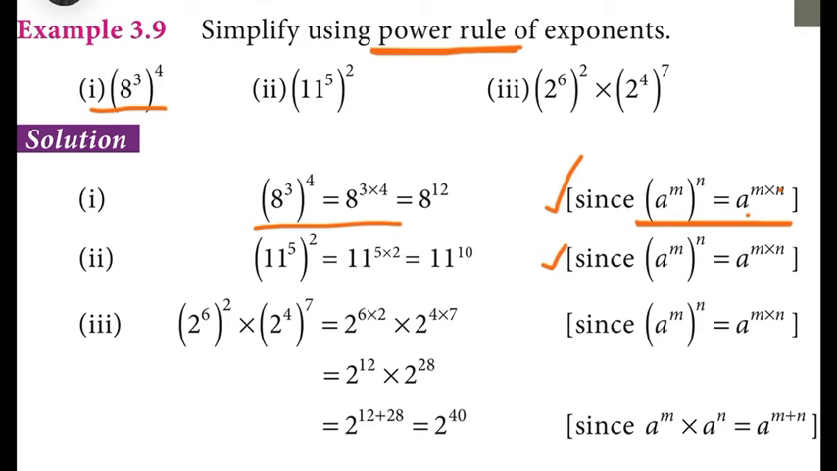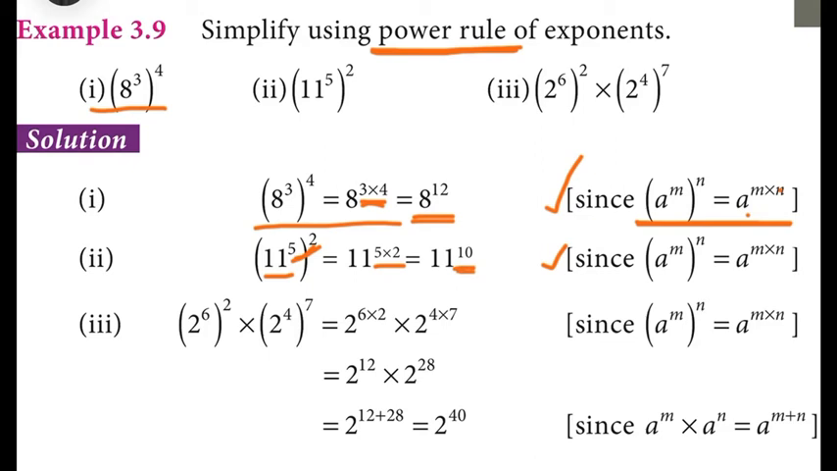Okay, so 8 cube power 4. So we can multiply the powers, that is 8 power 3 into 4, that is 8 power 12. Similarly, 11 power 5 power 2. Base is here 11, so we can multiply the powers, that is 5 into 2, that is 10.